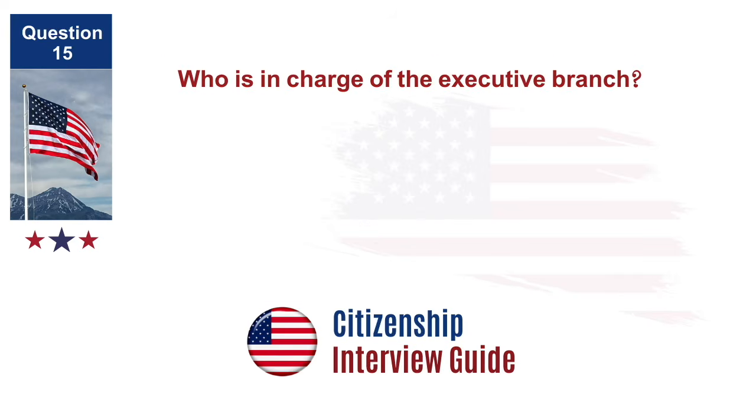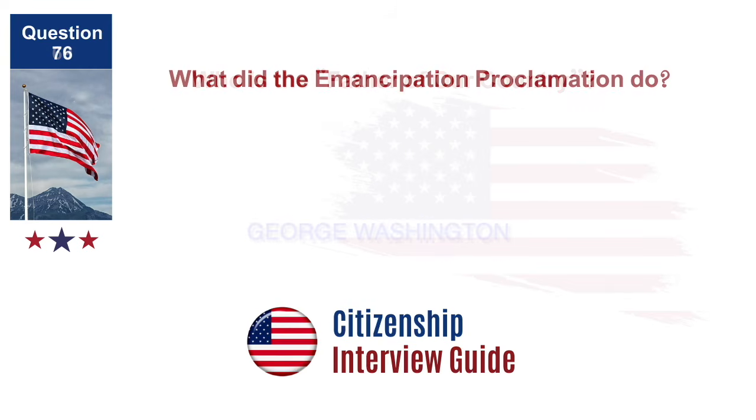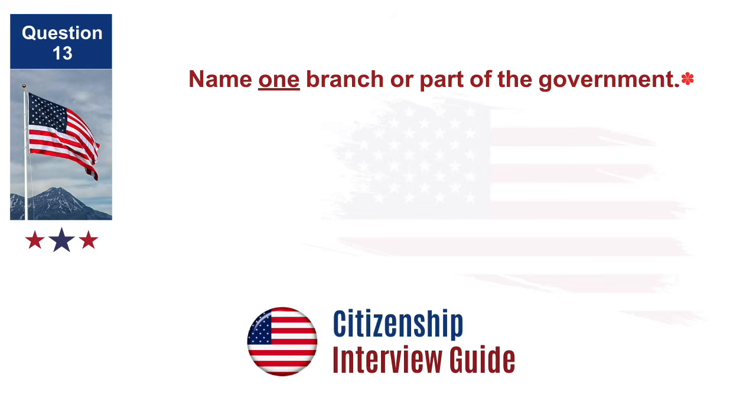Who is in charge of the executive branch? The President. Who is the father of our country? George Washington. What did the Emancipation Proclamation do? Freed the slaves. Name 1 branch or part of the government. Congress.